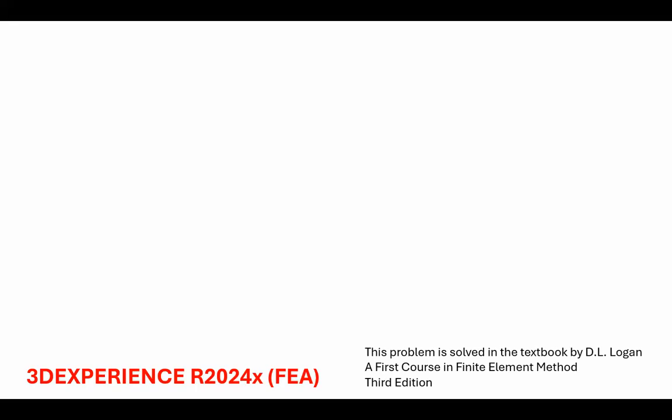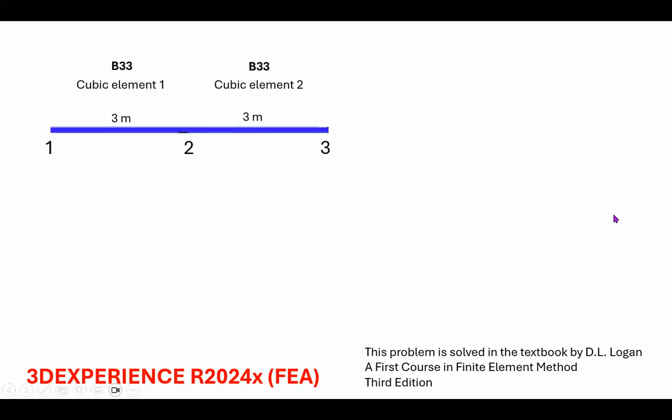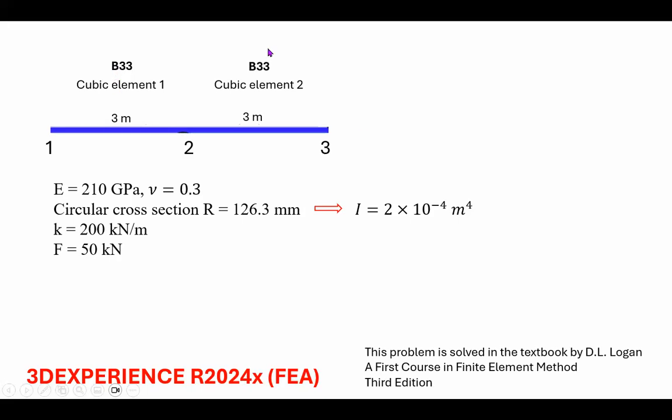Now, this problem is done with two elements in an elementary book by Logan, the first course in finite element method. And he is using two elements, one going from the left point to the roller support, and then the other one from the roller support to where the spring is. And he's using the two-noded but cubic elements. We'll come to that later on.